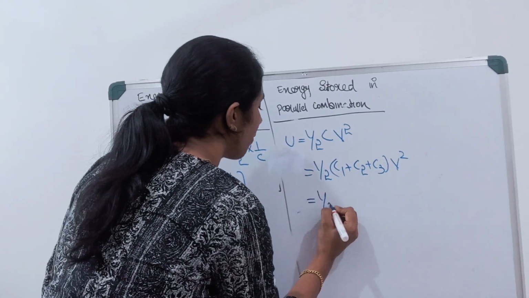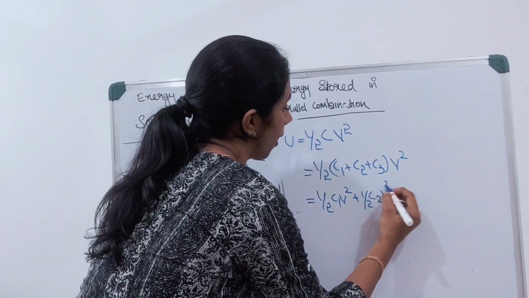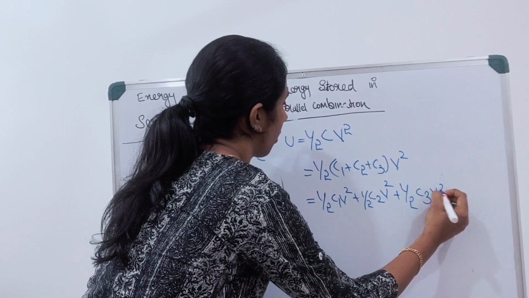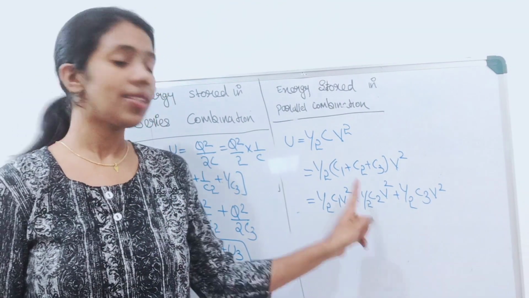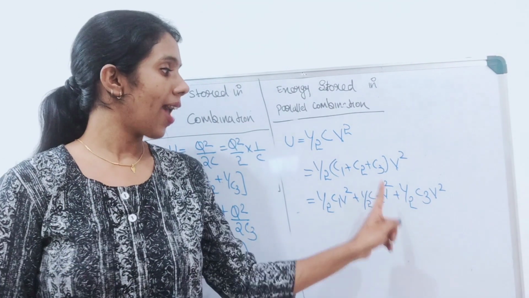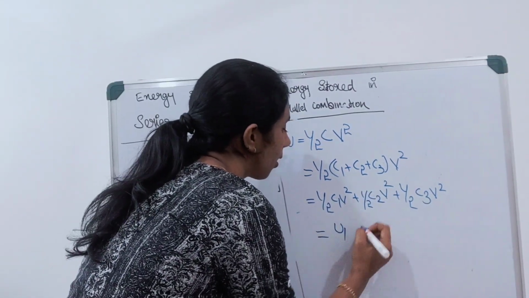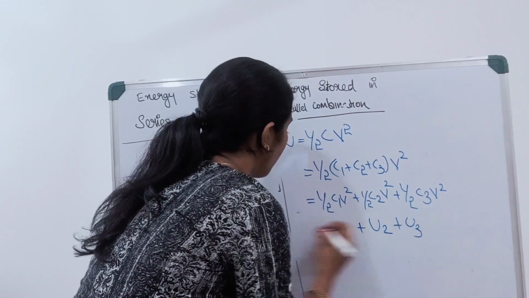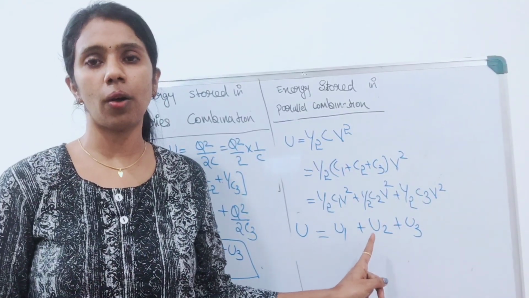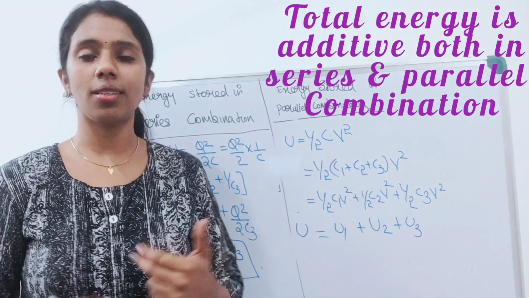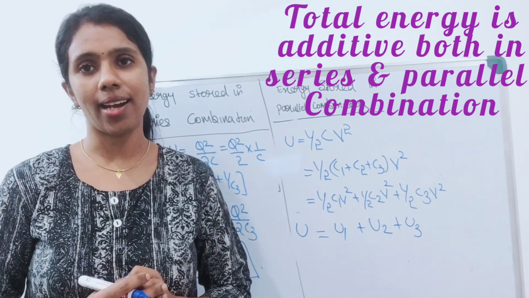So the equation becomes half C1 V square plus half C2 V square plus half C3 V square, where half C1 V square can be considered as the energy stored in the first capacitor, half C2 V square is the energy stored in the second capacitor, and half C3 V square is the energy stored in the third capacitor. So here the equation I can write as U1 plus U2 plus U3. Therefore, energy stored in the parallel combination will always be equal to the sum of individual energies stored in the individual capacitors. So, in the case of both series combination and parallel combination, the total energies are additive. They will be the sum of individual energies.